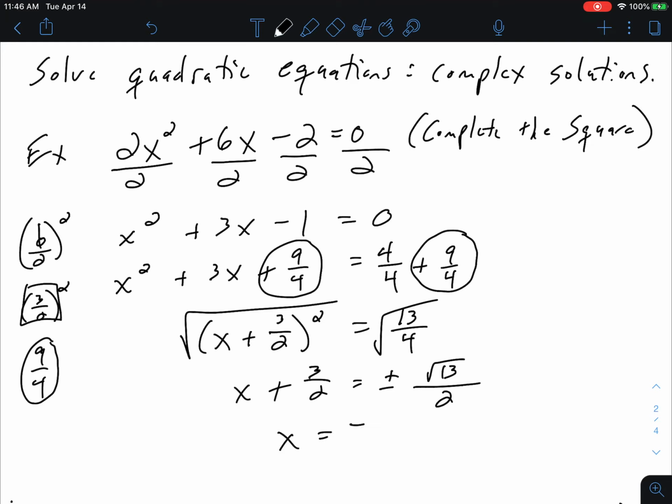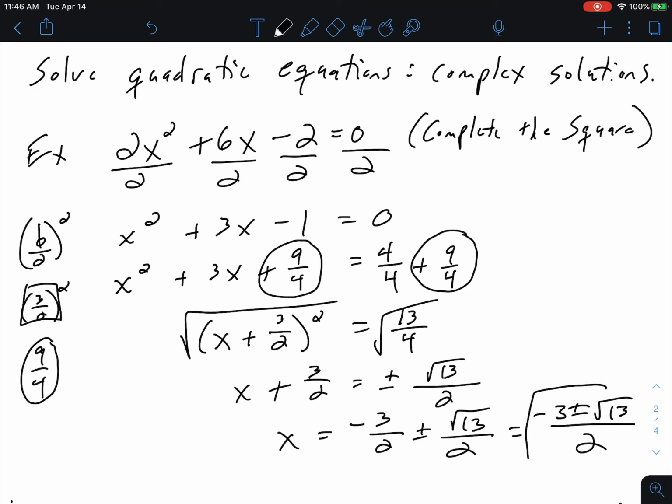Go ahead and subtract that 3/2 over. And you're pretty good right there. Okay, if you want, since we already have a common denominator, and you're going to see that most of the time when you're completing the square, you can pull those together and make it one fraction: -3 plus or minus the square root of 13 over 2.